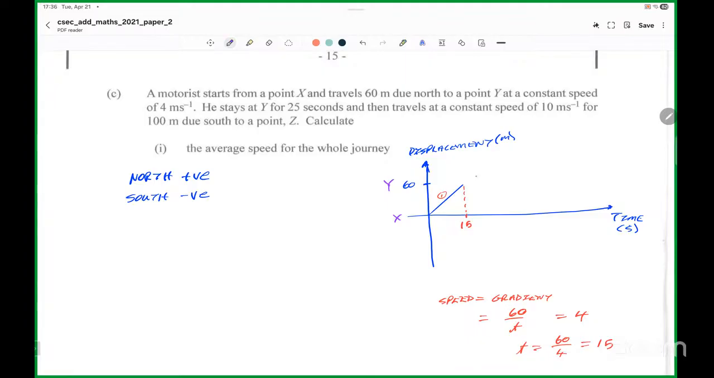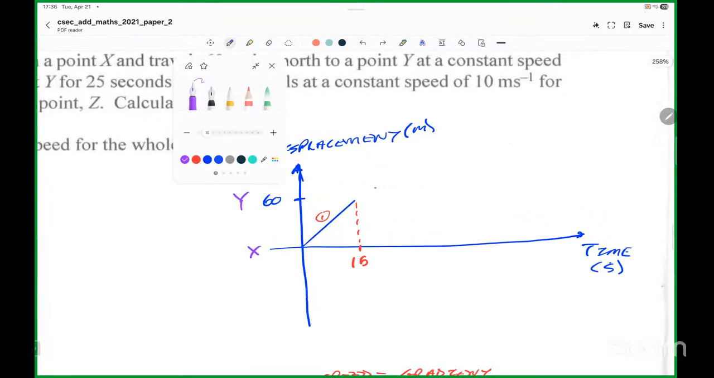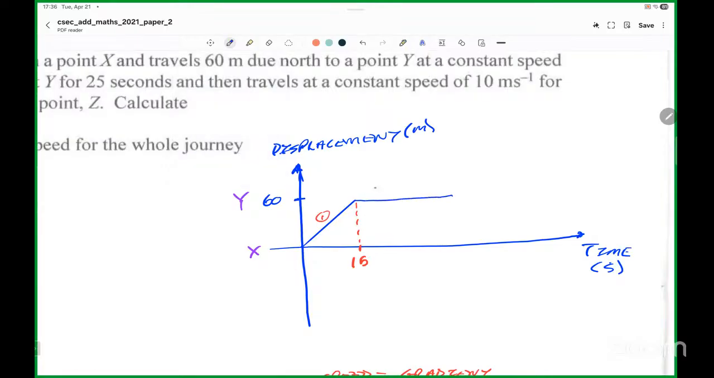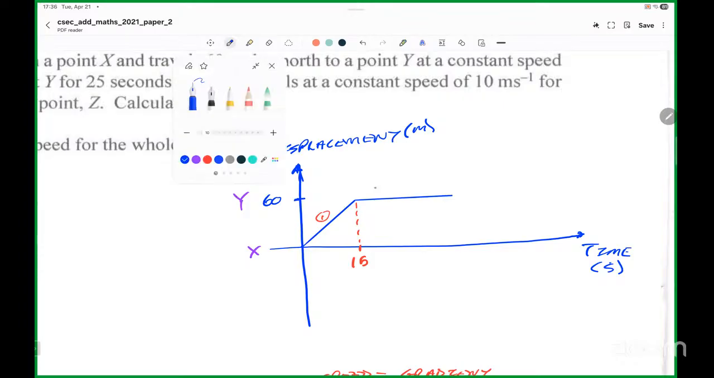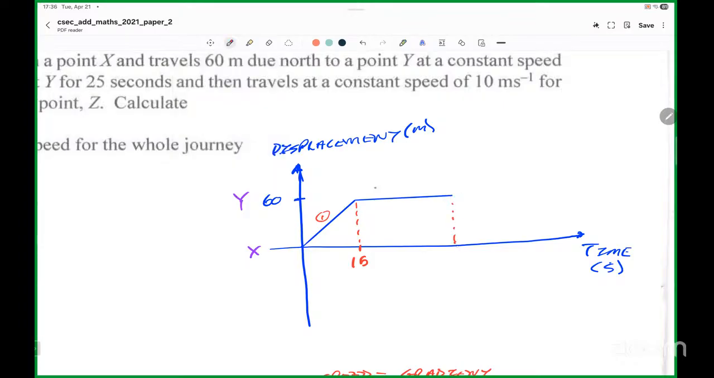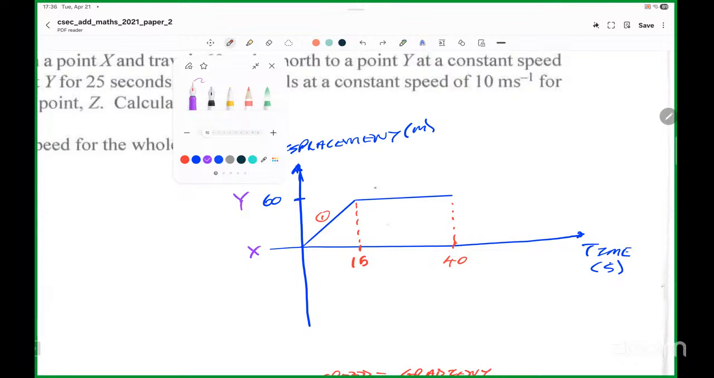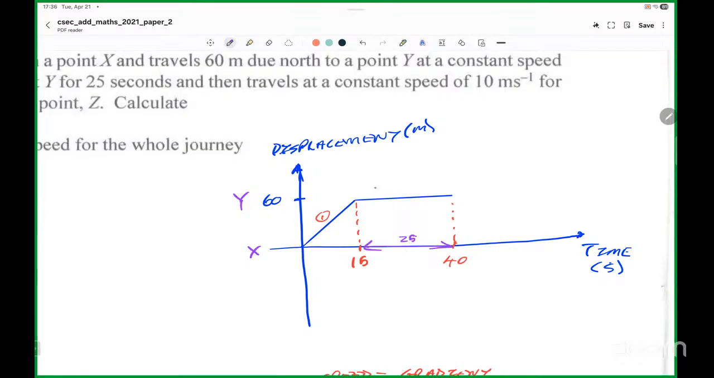Then it says he stays there for 25 seconds. It means that the distance wasn't changing. So the graph would now be like this for 25 seconds. 25 seconds on top of that becomes 40, right? So you reach 40, because this length is 25 seconds. That is 25 seconds. All right? Still at Y, but the time has now reached 40 seconds.